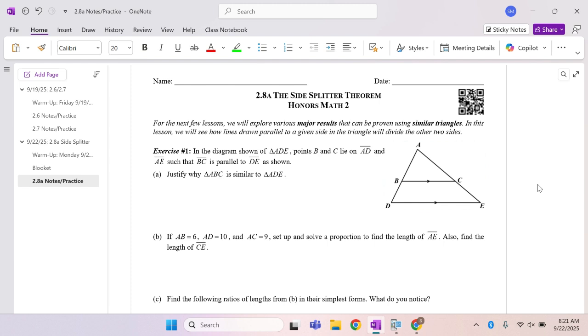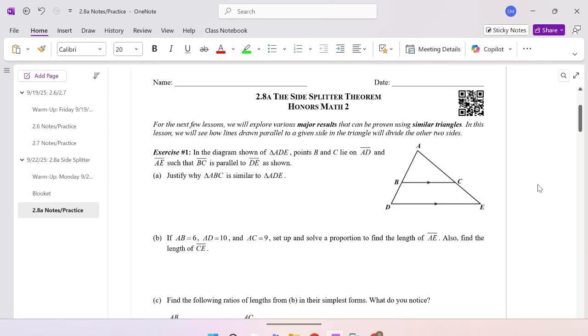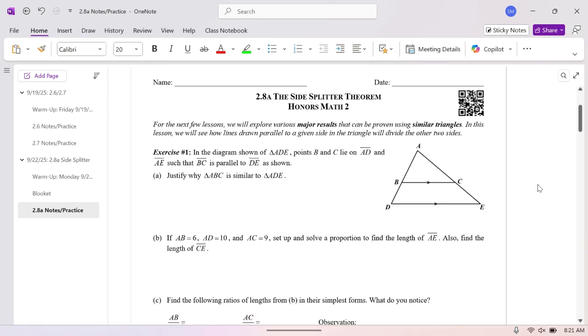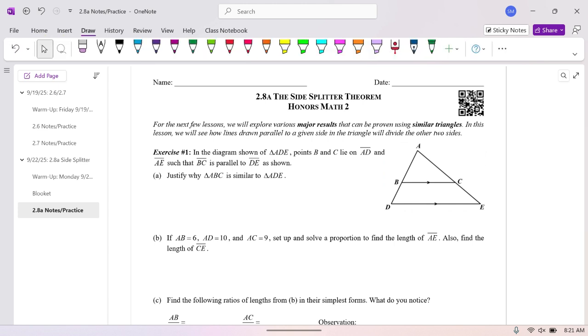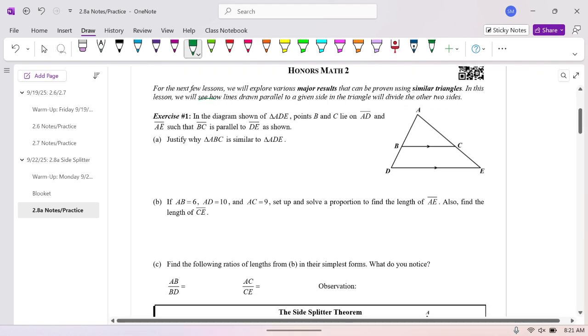All right. Okay. So getting into what we're doing today, like I said, the side splitter theorem. It's one of the theorems that comes from similar triangles. The main theorem with the side splitter theorem is we see how line.